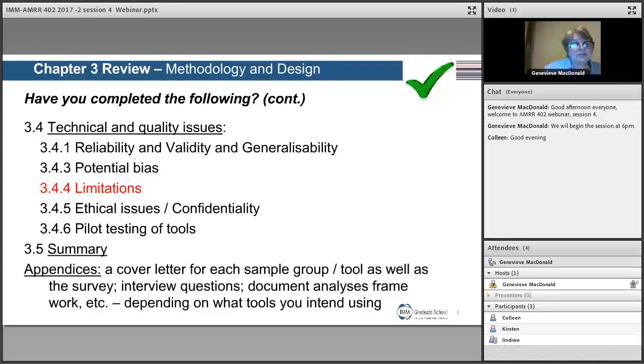Technical and quality issues. Have you completed the following? Definitions of reliability, validity, and generalizability. And have you discussed your particular research design in terms of reliability, validity, and to what extent that will enable you to actually generalize to a broader population. Potential bias, where exactly are there areas of potential bias for your study?